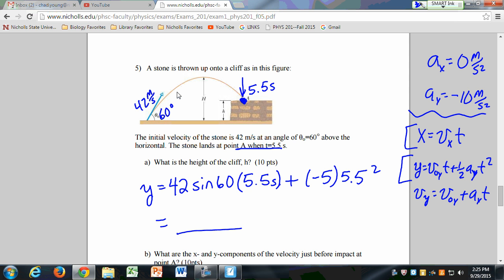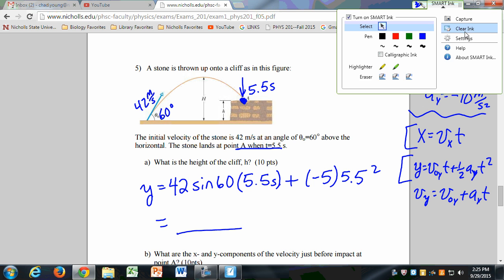Does anybody have that value? Don't worry about it if you haven't. It's not terribly important. Y'all can find that on your own. I'm going to clear this to go down to the next one.